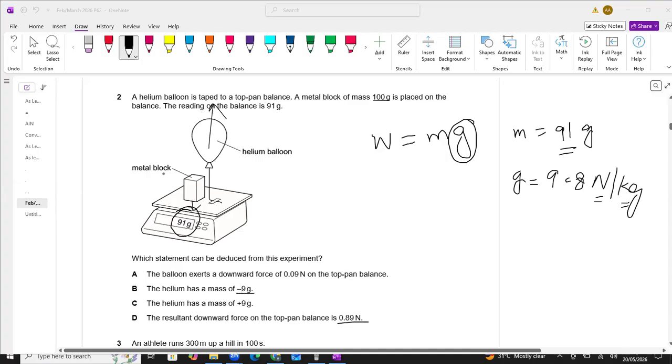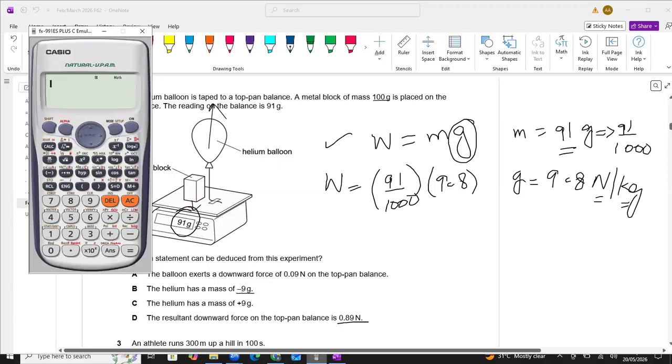So how can we convert the mass into kilogram? By dividing it by 1000. 91 divided by 1000, we will get the total mass. So now, students, W equals mg. We will use this formula to calculate the resultant force which is acting on this top pan balance. All right. So now the mass is basically 91 divided by 1000 and the gravity value is 9.8. So now we will multiply both of them to get the answer. 91 divided by 1000, then multiply it by 9.8.